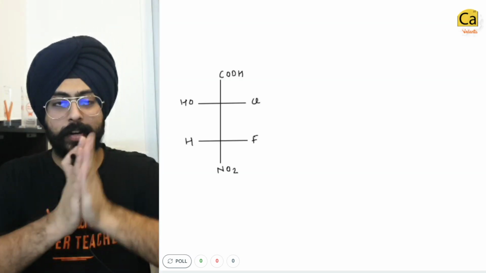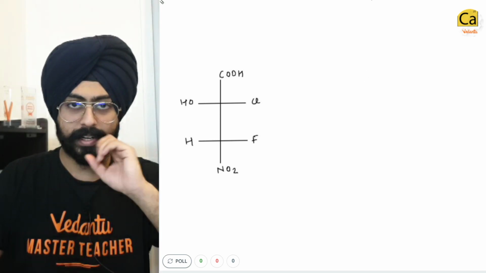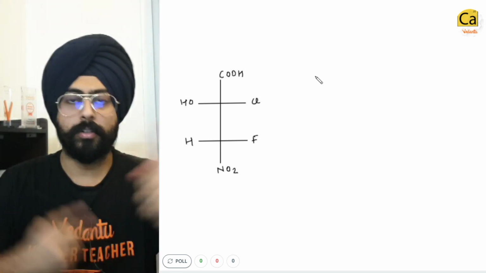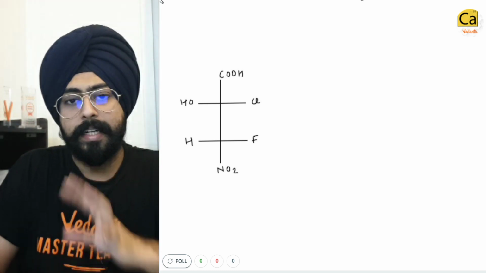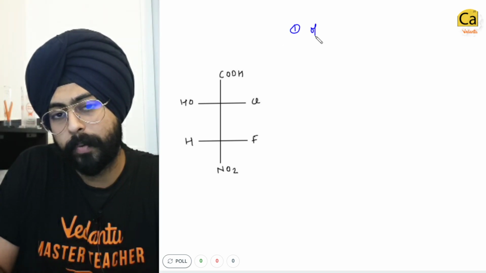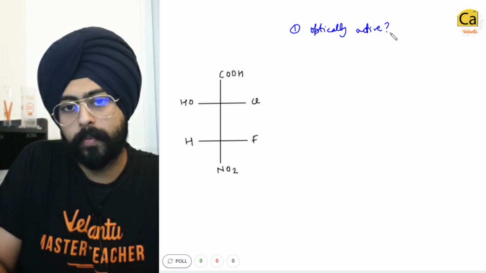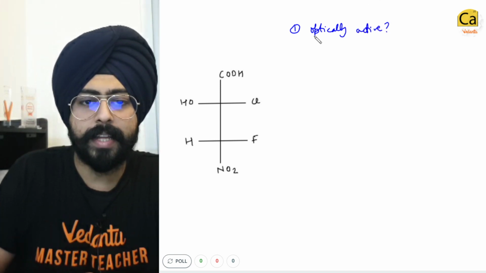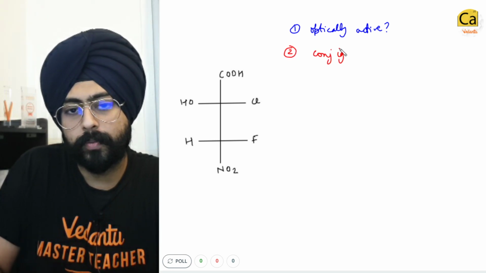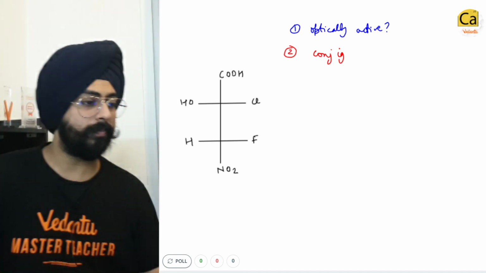Chalo ji. So now for the first 15 to 20 minutes, we are going to do a lot of questions. Rapid fire is going to happen. So my dear friends, let's do these questions. So the first question over here is this particular Fisher projection. What you have to tell me, number 1, is this optically active? Very simple question, is this optically active? And number 2, you have to write the configurations. You have to give the RS configuration of this molecule.